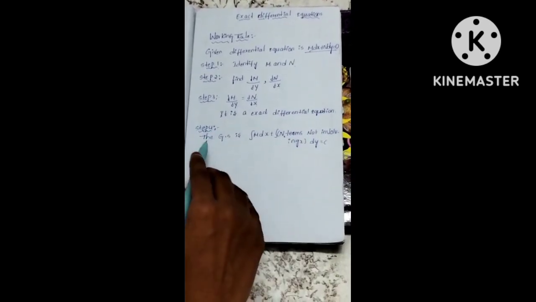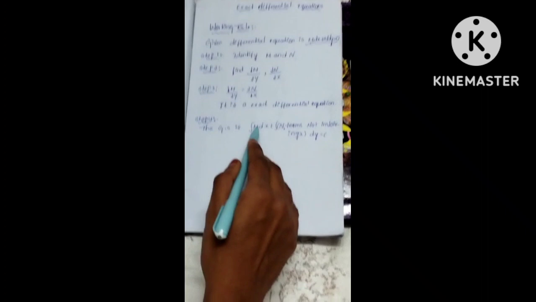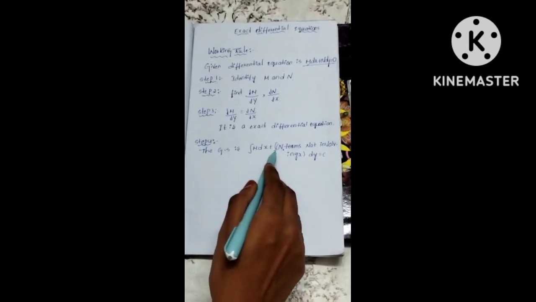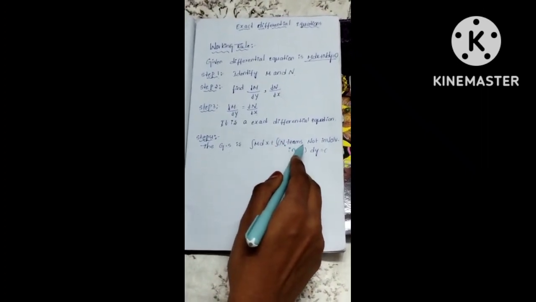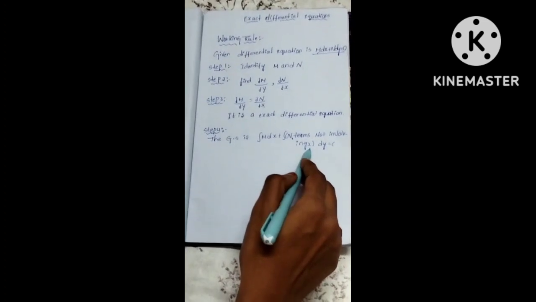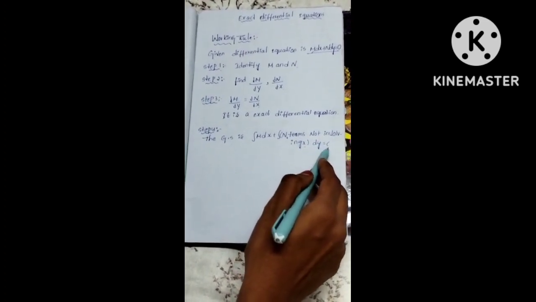Then step 4: the general solution is the integration of M dx plus the integration of the terms of N not involving x dy is equal to c. I have taken an example of an exact differential equation. We can solve it. Solution.